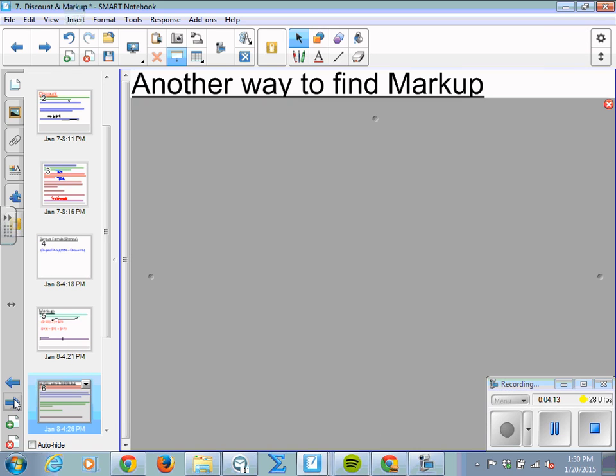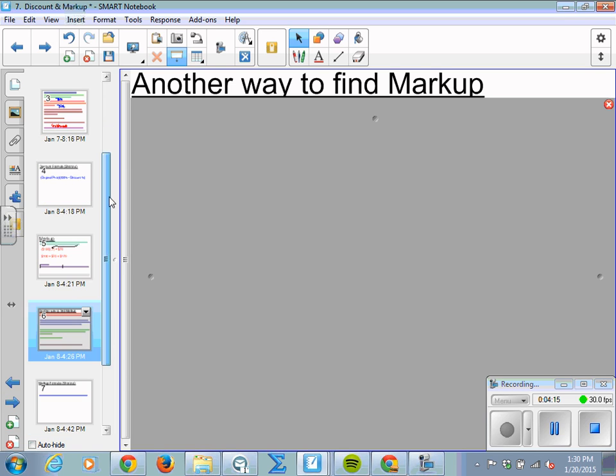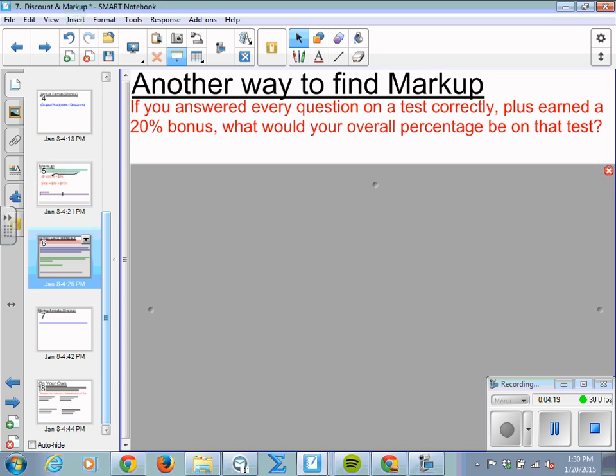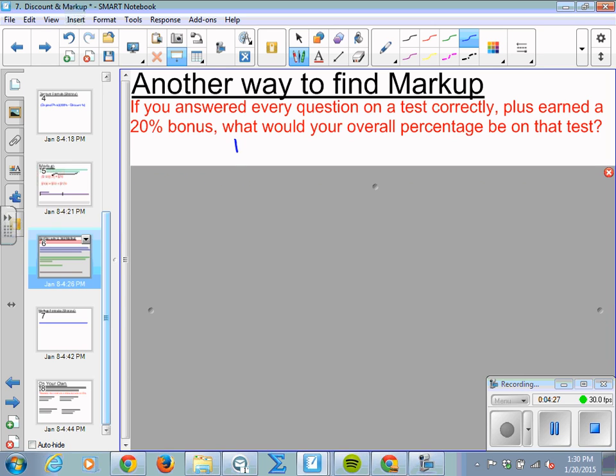There's a shortcut or another way of doing this. Think about that test scenario. Get every question right, plus earn a 20% bonus. What is the overall percentage you earned on that test? Well, every question right is 100%. Add that bonus on, we've got 120% for our final grade.